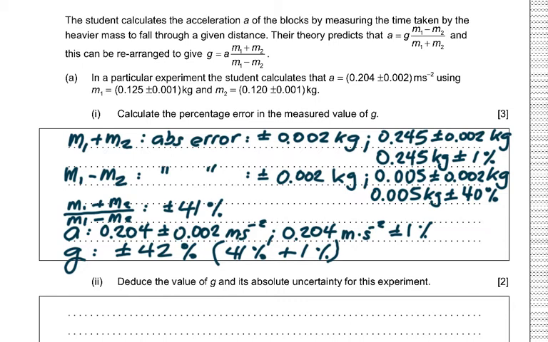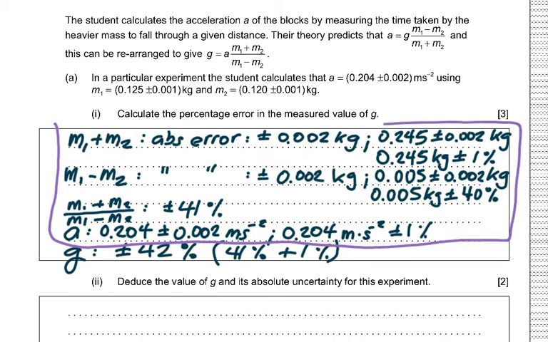Note that this question has 3 points allotted to it, so let's pick out the 3 points according to the mark scheme. And interestingly, the first point actually is the majority of the work, is figuring out what is the percentage error in the masses and also in the acceleration. That's 1 point right there.